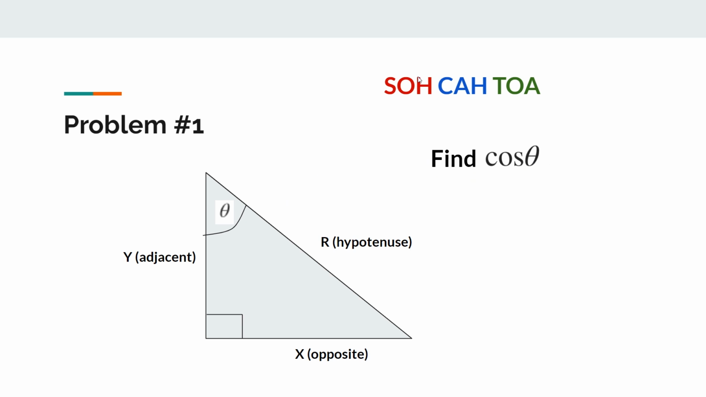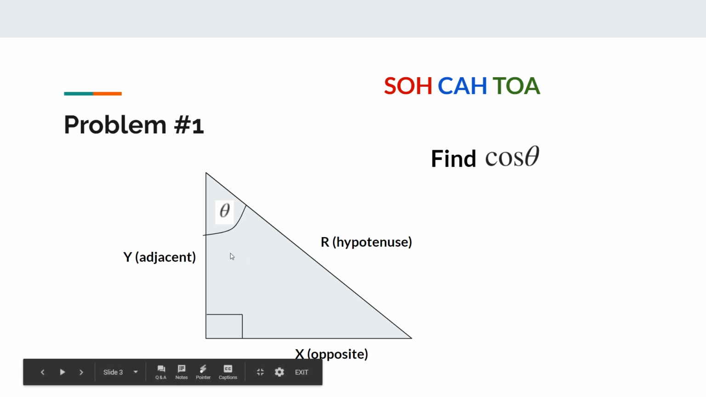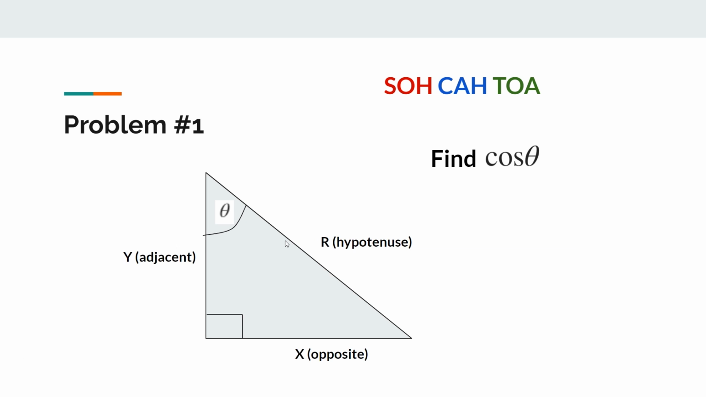For the first problem here, the question is asking us to find cosine of theta. So if you refer back to our mnemonic here, we know that C stands for cosine, so we only use this part of the mnemonic. So this part is telling us we have to find a ratio between the adjacent and the hypotenuse. So the adjacent of theta is y, and the hypotenuse of theta is r. So that'll be a ratio of y over r.